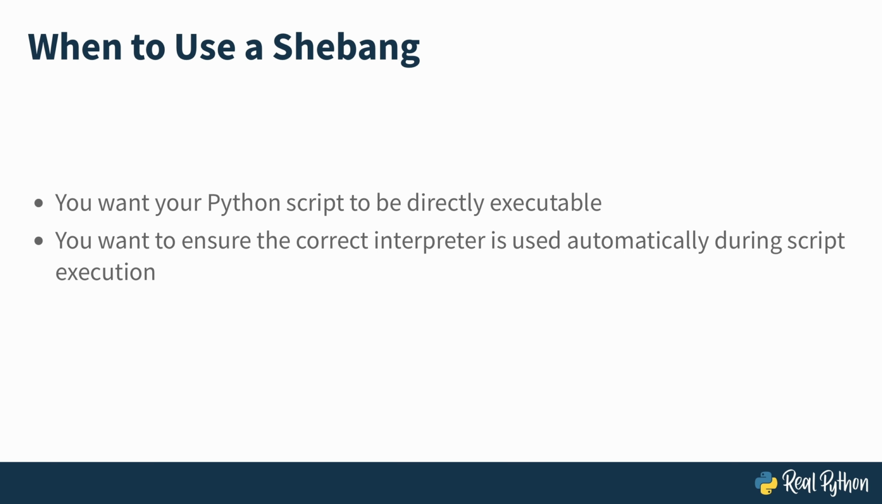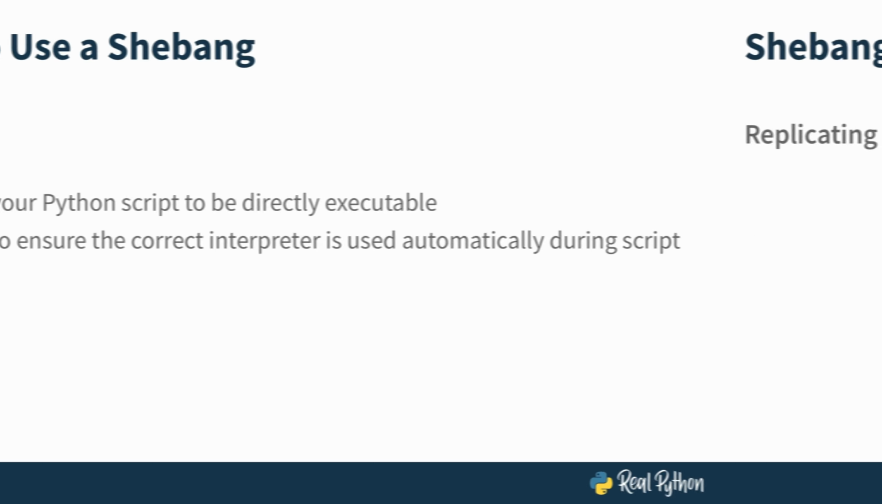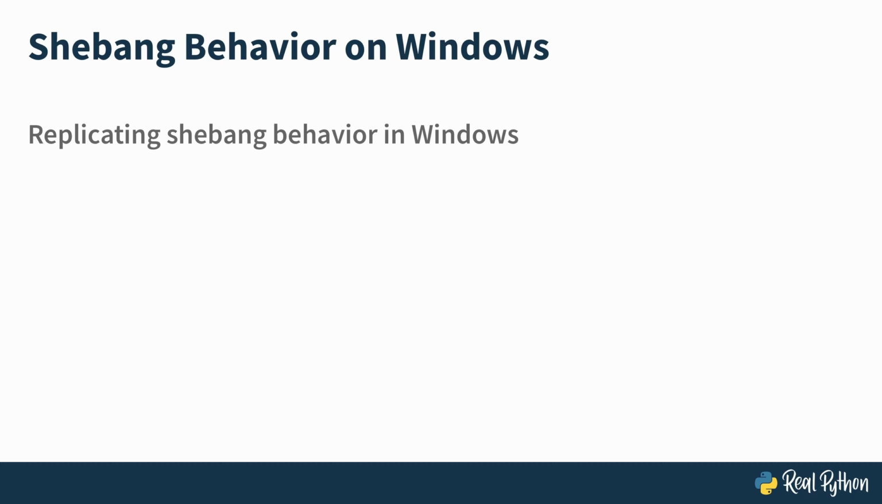Now, when might you need the shebang? If you're working in a Unix-like operating system, like Linux and macOS, you might need the shebang if you want your Python script to be directly executable, or you want to ensure the correct interpreter is used automatically on script execution. The shebang is a Unix-based convention. That is, it's only applicable in Unix-based operating systems like Linux and macOS. In a Windows terminal and environment, it means nothing and is seen as just an ordinary comment.